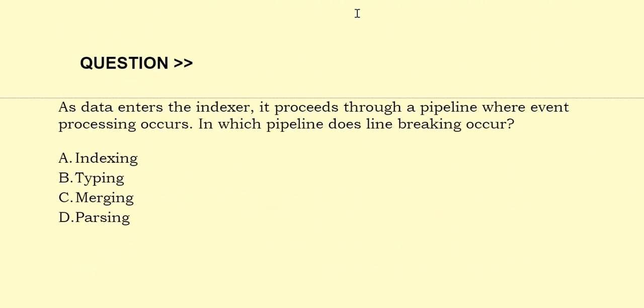The correct answer is option D. As data enters the indexer, it proceeds through a pipeline where event processing occurs. In which pipeline does line breaking occur? Option A, indexing. Option B, typing. Option C, merging. Option D, parsing.